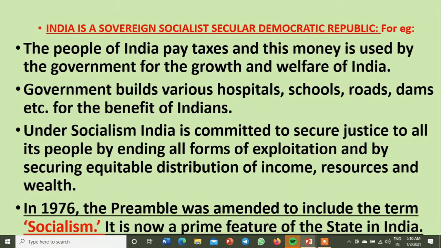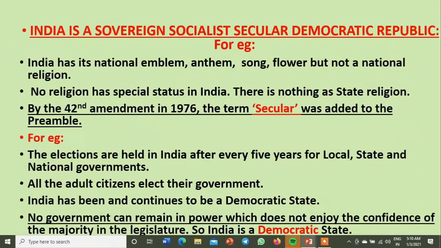Under socialism, India is committed to secure justice to all its people by ending all forms of exploitation and by securing equitable distribution of income, resources, and wealth. This is equitable distribution: when hospitals are made, roads are made, dams are made, we all are using it, we all are getting benefit. In 1976, the preamble was amended to include the term socialism. It is now a prime feature of the state in India.